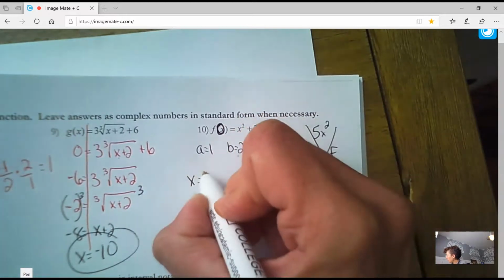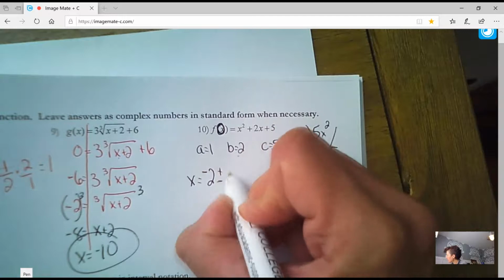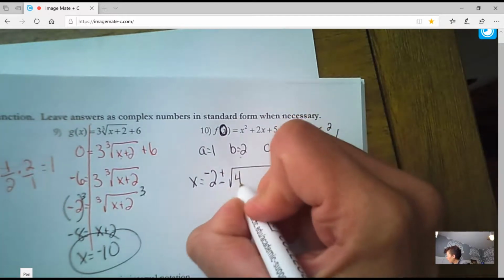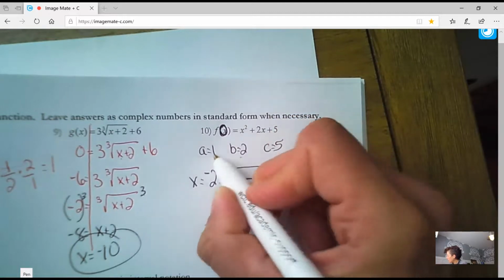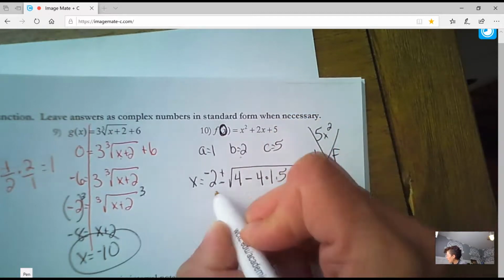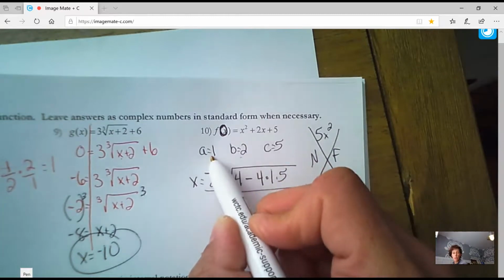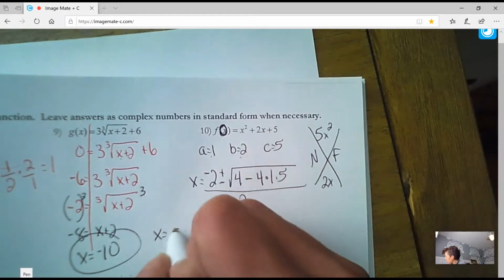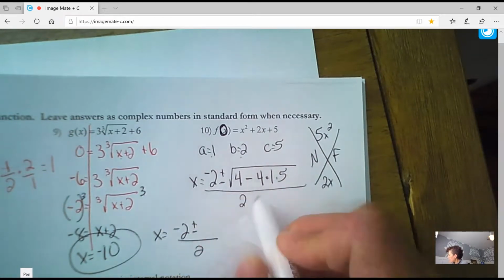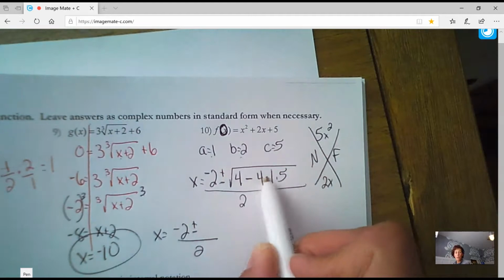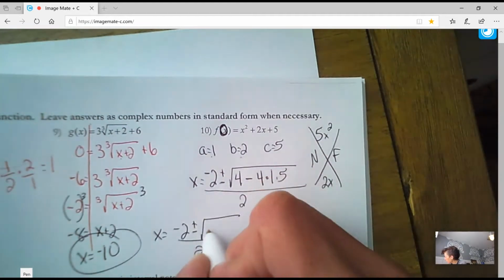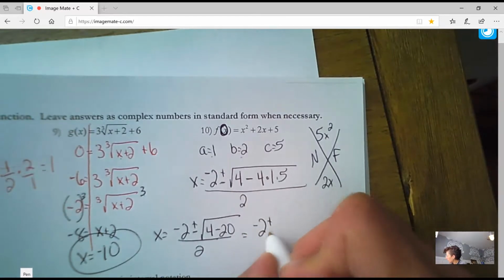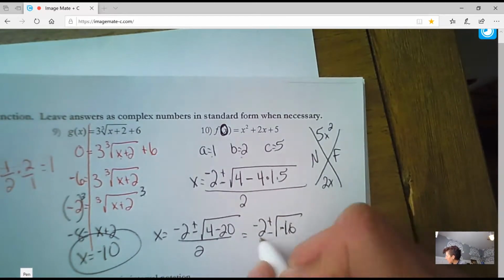X equals opposite b, plus or minus big square root, so I'm going to take b and square it, so that's 4, minus 4 times a and c, and then all of that is divided by 2a, so 2 times 1, which is 2. So here comes my x equals. What will happen in here is, we do our multiplying first, so this actually becomes 4 take away 20. And when we do that, we get -16.